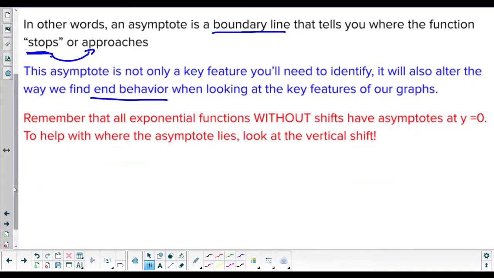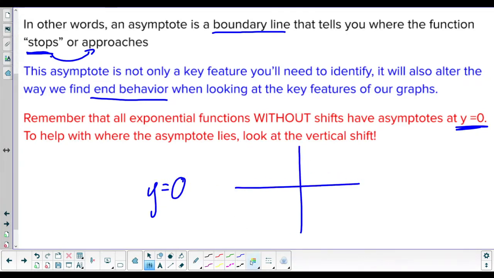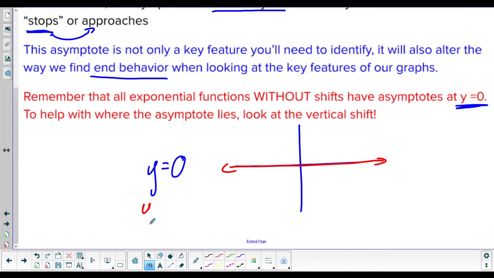So again, if we don't have a vertical shift, it's going to be y equals 0 for our asymptote. This is the equation of a line. y equals 0 is this line right here. It's the x-axis. If we have a vertical shift, then our asymptote is going to be y equals k, or whatever the vertical shift is. So if k is 2, then we're going to have a horizontal line up here at 2.